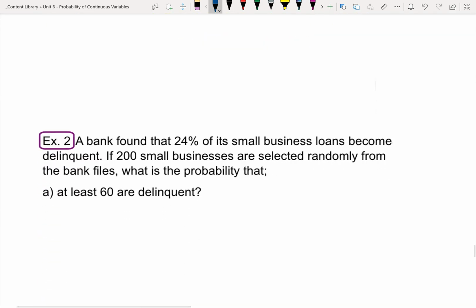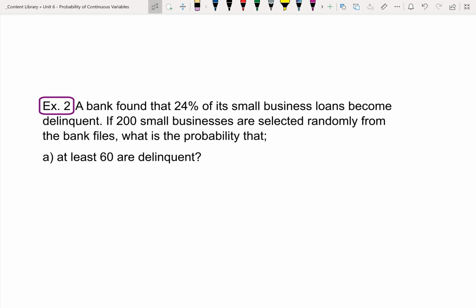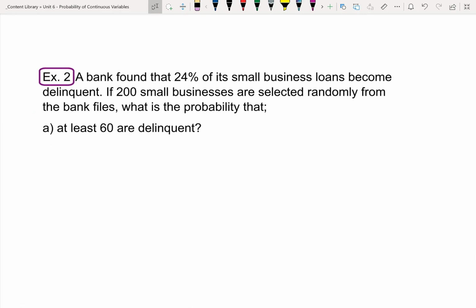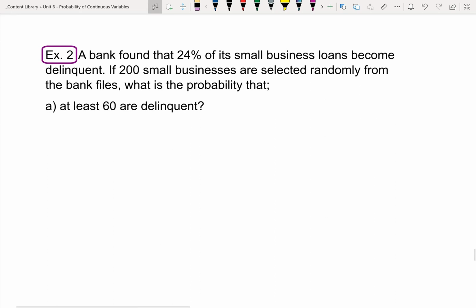So in example 2, a bank found that 24% of its small business loans become delinquent. If 200 small businesses are selected randomly from the bank files, what is the probability that at least 60 are delinquent? What we want to look at first is that we are dealing with a binomial distribution. The bank loans are either delinquent or they're not.